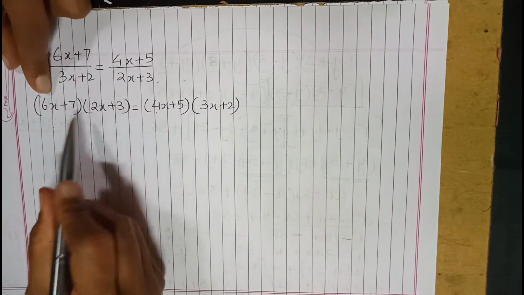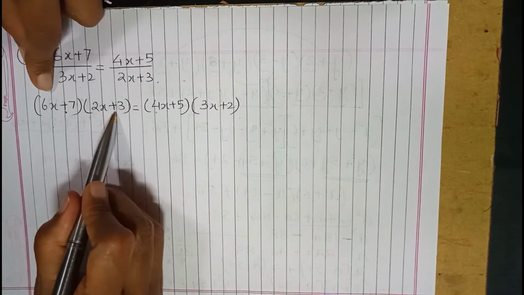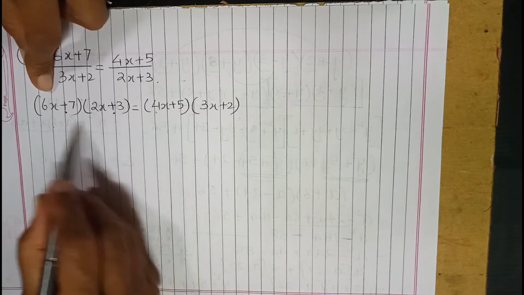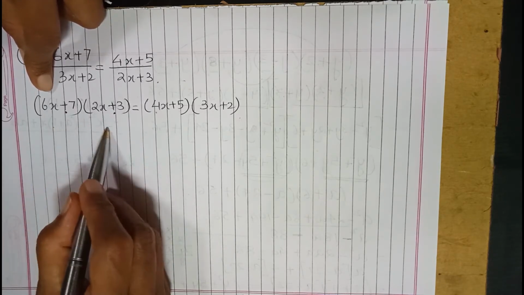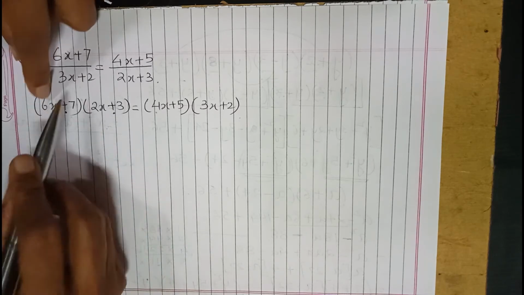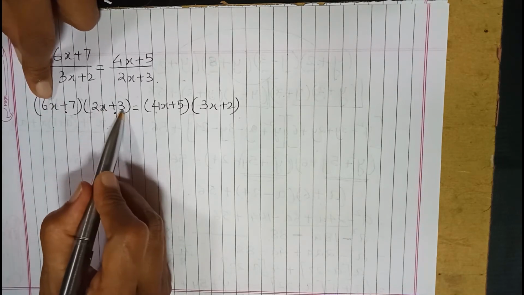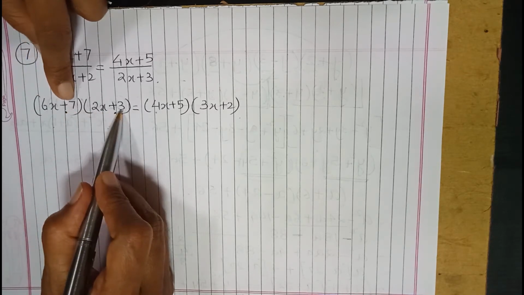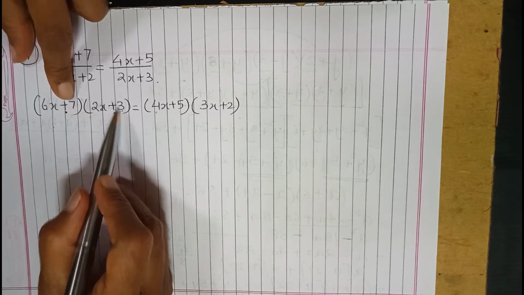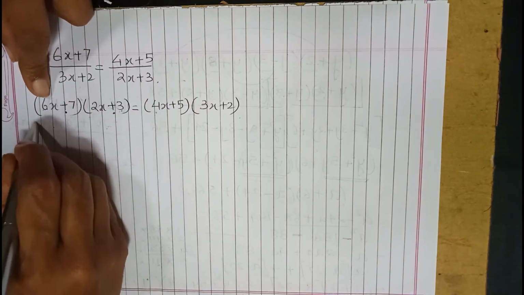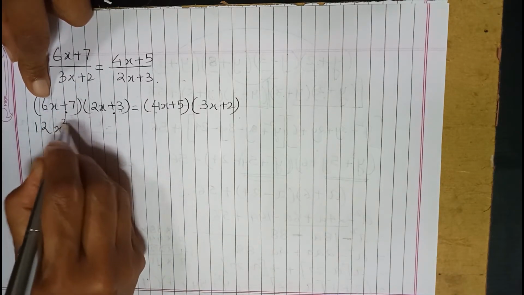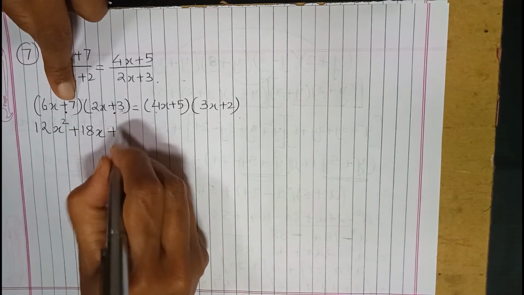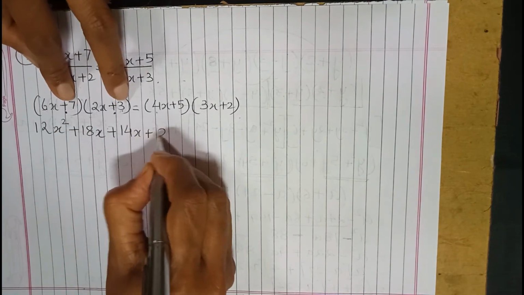Let's open the bracket. This is nothing but multiplying a binomial with a binomial. I have done some videos before on multiplication of polynomials. Any confusion, you can always go and look at those videos. It says that the first number should be multiplied by both the numbers in the second bracket, and then the second number should be multiplied by both the numbers of the second bracket. So let's begin. 6 into 2 is 12, x into x is x square, then 6 into 3 is 18x. Now with 7, 14x, and 7 into 3 is 21.